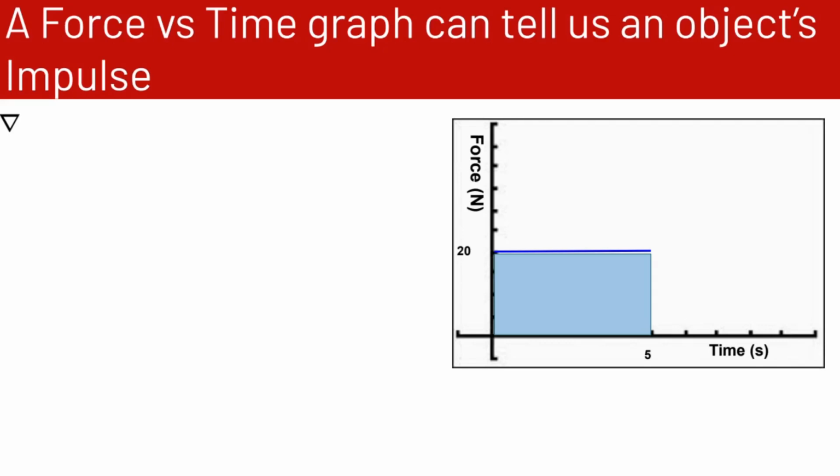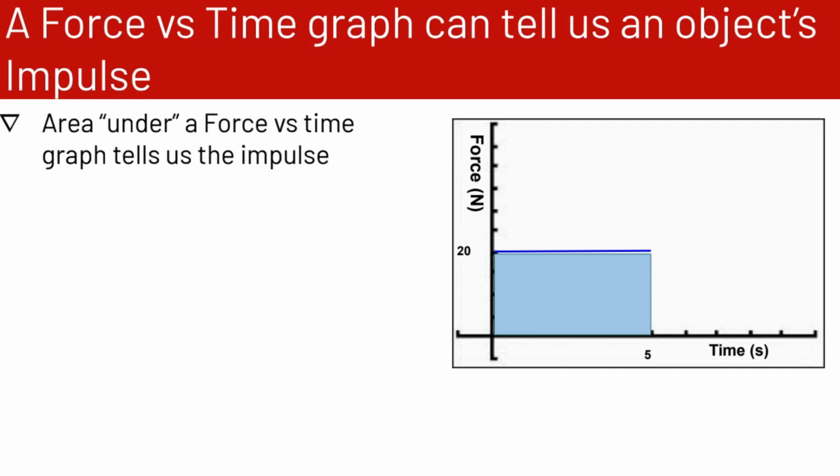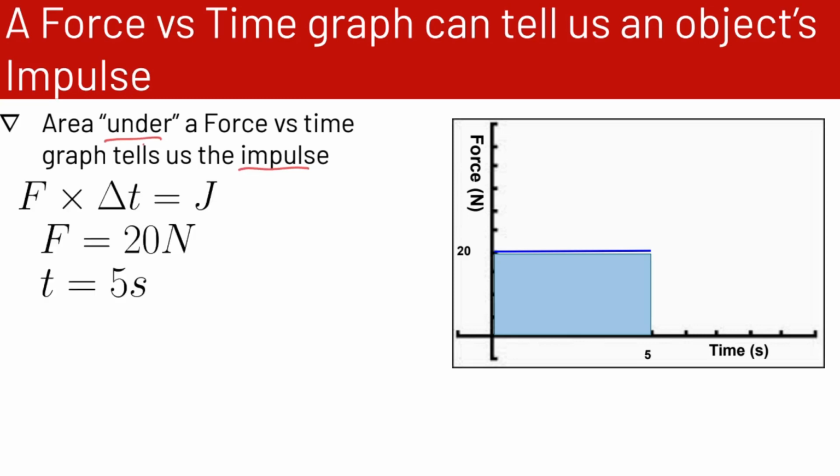So let's look at force time graphs. A force versus time graph can tell us an object's impulse. The area under a force time graph tells us the impulse. So we have F times delta T equals J, which is the impulse.